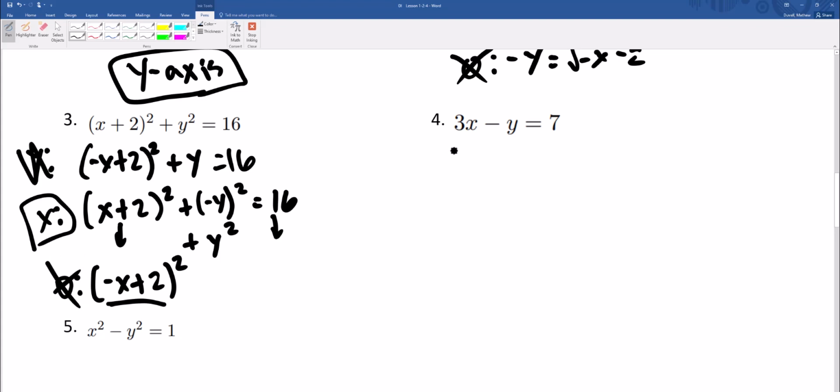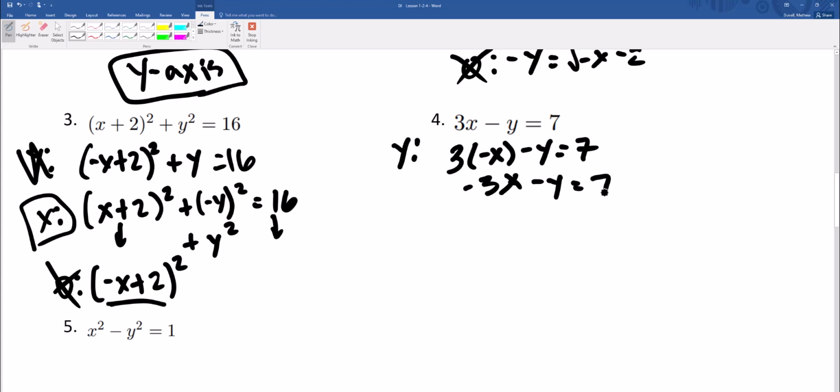So on this next one, let's do symmetry over the y. I don't know why I switched the order of which one I'm doing. It doesn't matter really which one you do first. So we're plugging in a negative for the x. So negative 3x minus y equals 7. Those are not the same. So no symmetry over the y.